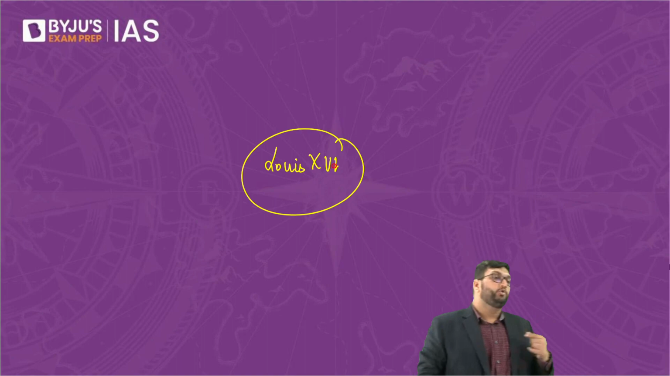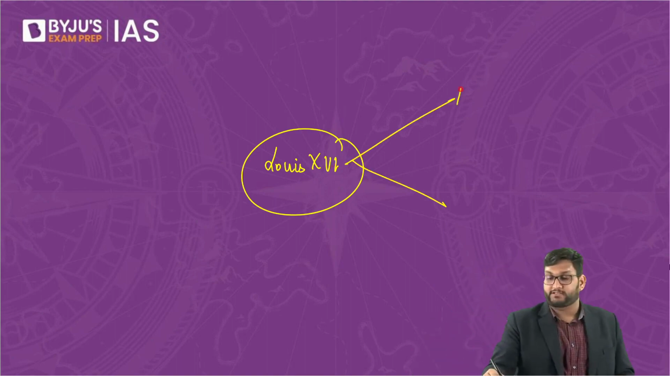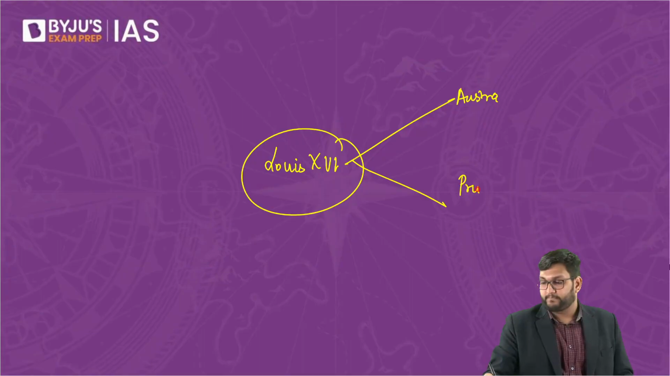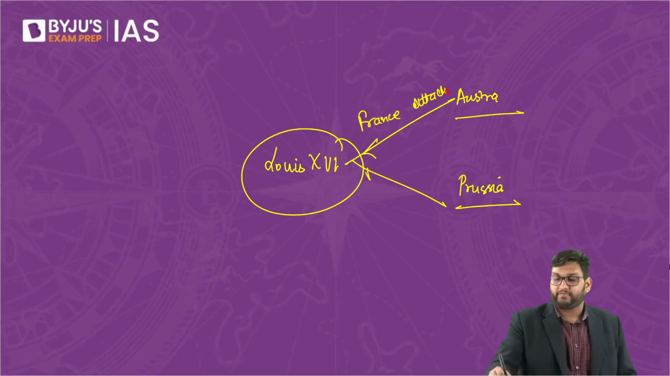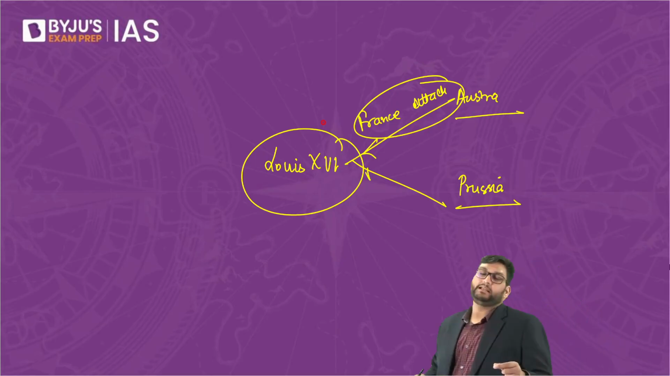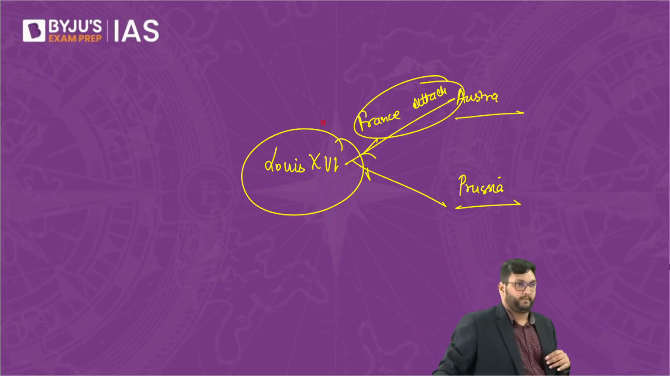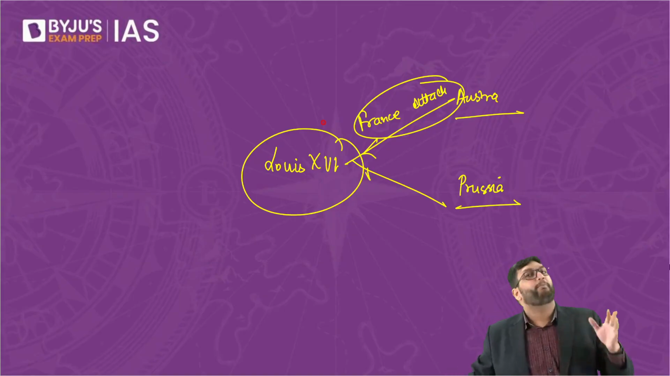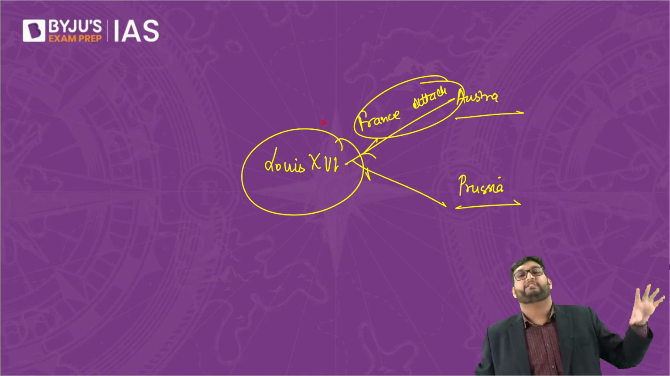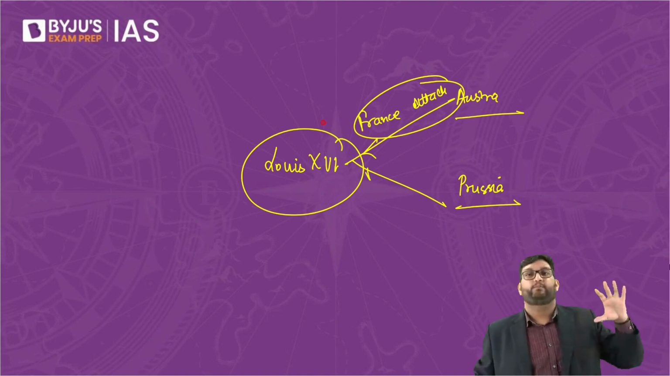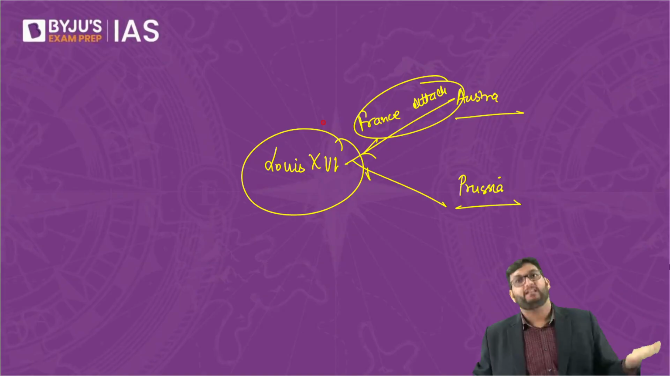Now, basically, what Louis XVI proposes to Austria and Prussia is that you do one thing. You attack France, defeat the Legislative Assembly, and give power back to me. So basically, he's a proper traitor. He's acting like a traitor. See, because the power is with the Legislative Assembly, Louis XVI wants Austria and Prussia to attack France, defeat the Legislative Assembly, and then restore the power back to Louis XVI.